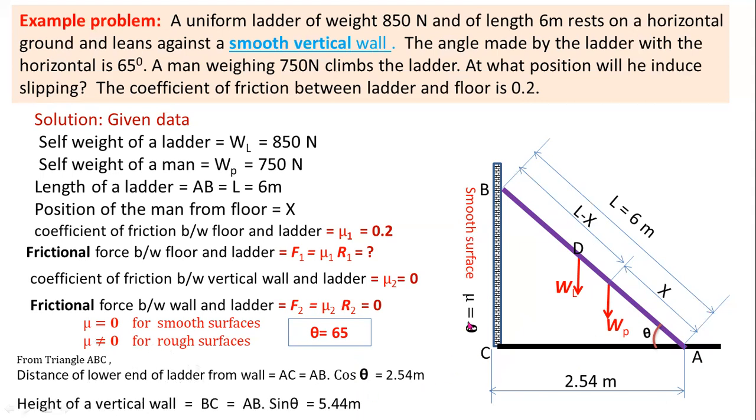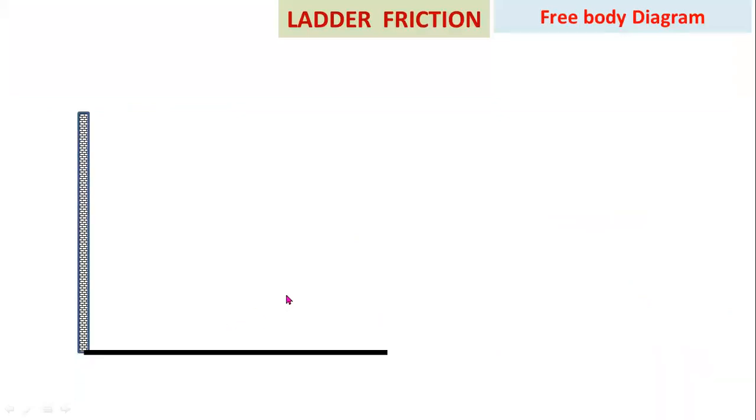Now the height of the vertical wall BC equals AB into sin theta, that is 5.44 meters. 5.44 meters is the height of the vertical wall, and AC is the length of the horizontal floor, 2.54 meters. AB is the ladder, and theta is the angle of inclination of the ladder with respect to the floor.